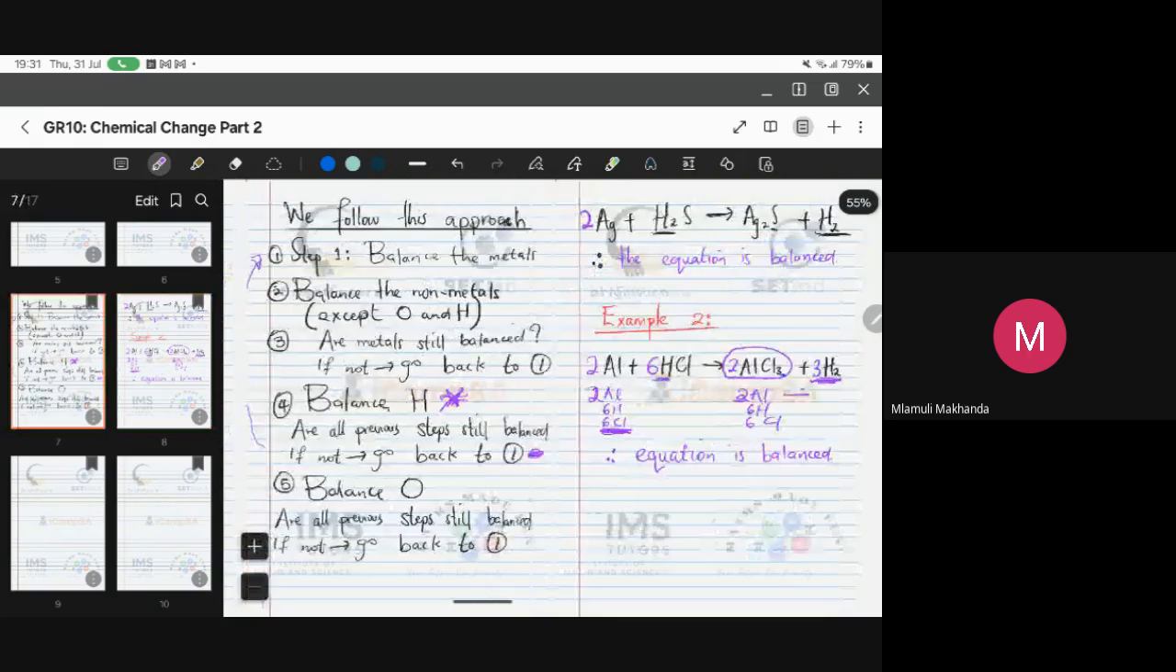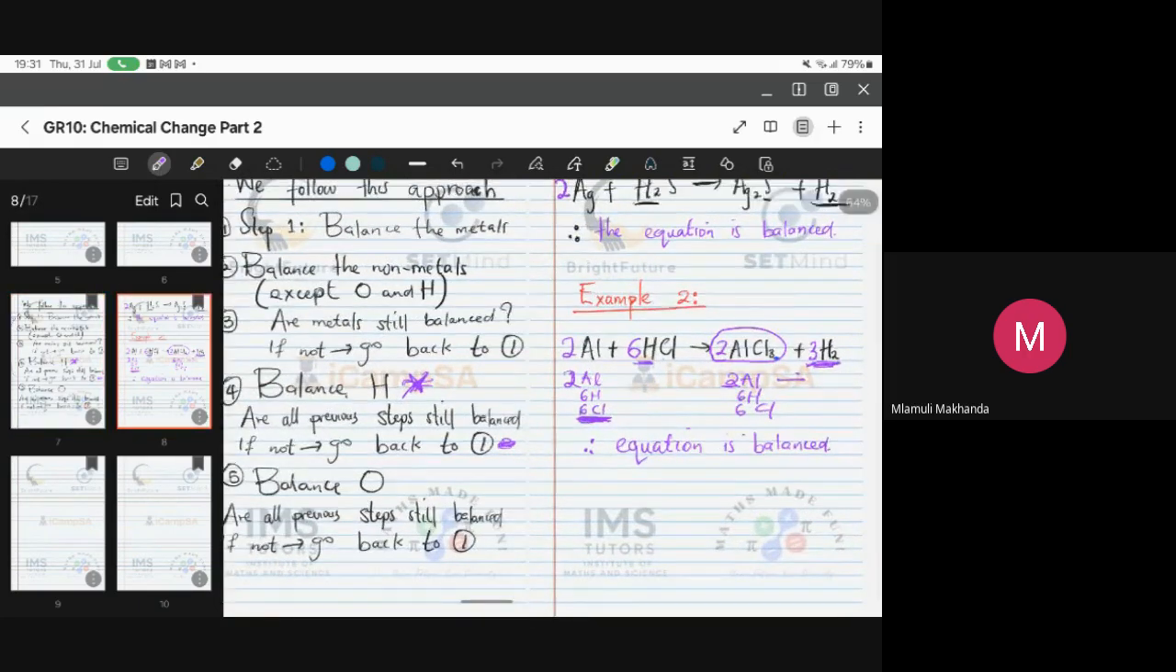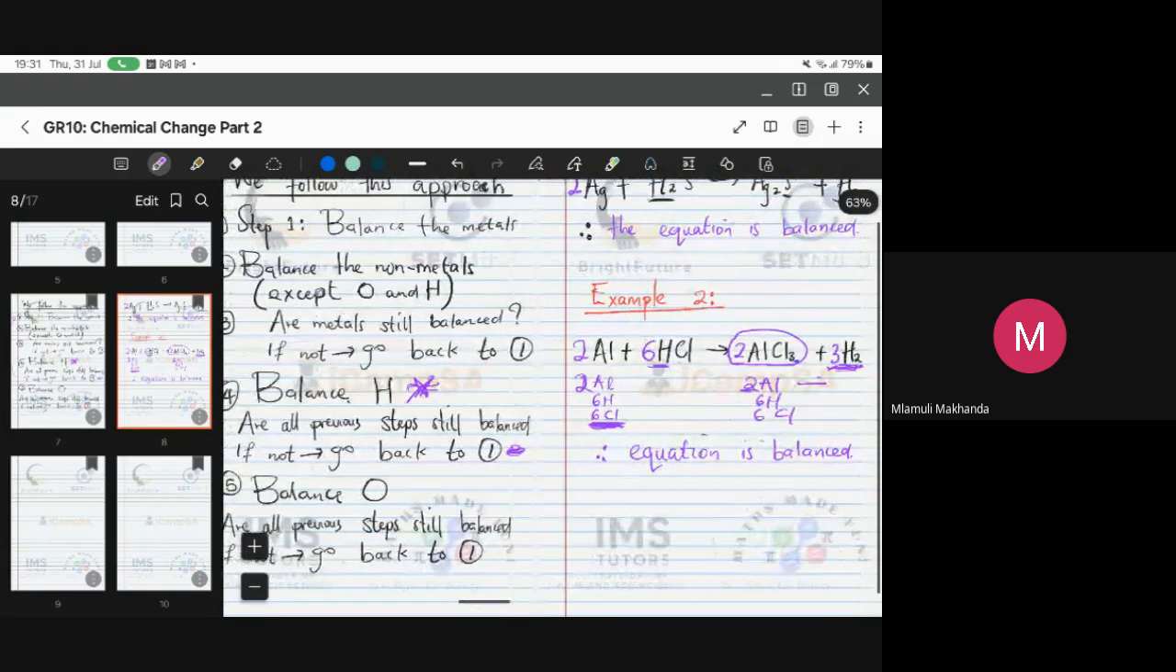I think we should do our last example so that we can move on to our other points. But this example was good enough. Okay. Let's say you want to balance.